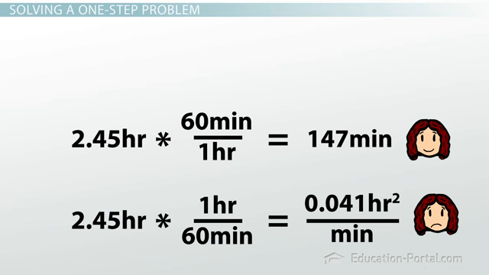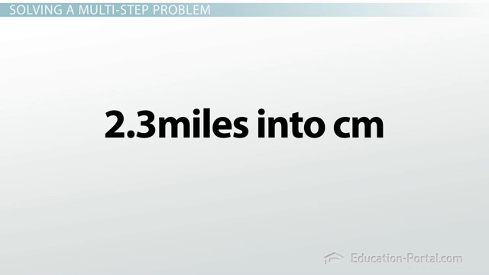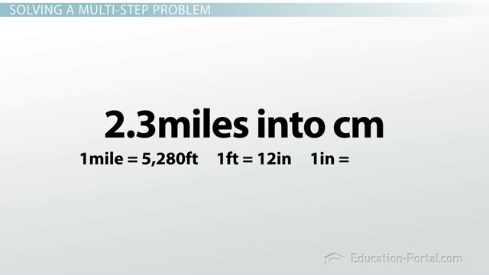Let's take a slightly more challenging example. Convert 2.3 miles into centimeters. First, let's list our conversion factors, the information we will most likely be using to solve this problem. We have 1 mile equals 5,280 feet, 1 foot equals 12 inches, and 1 inch equals 2.54 centimeters.